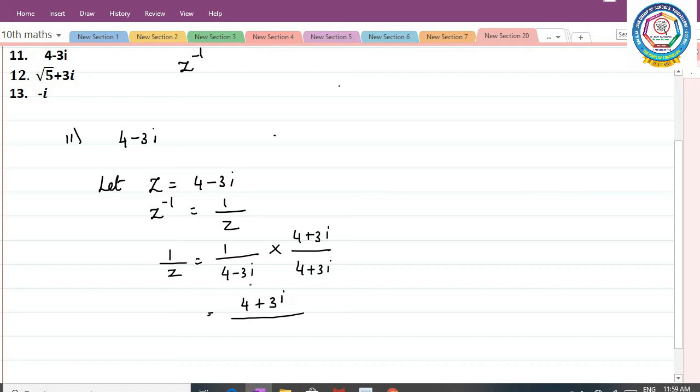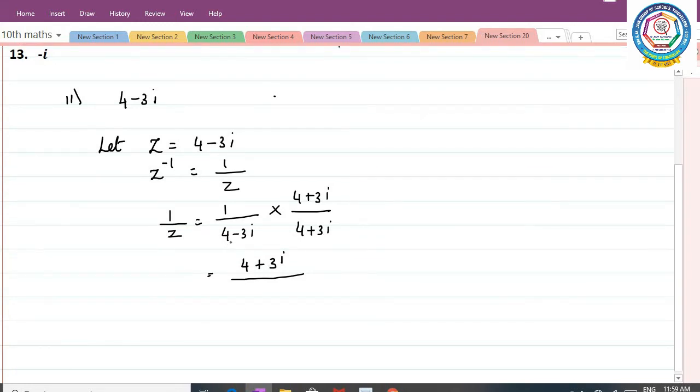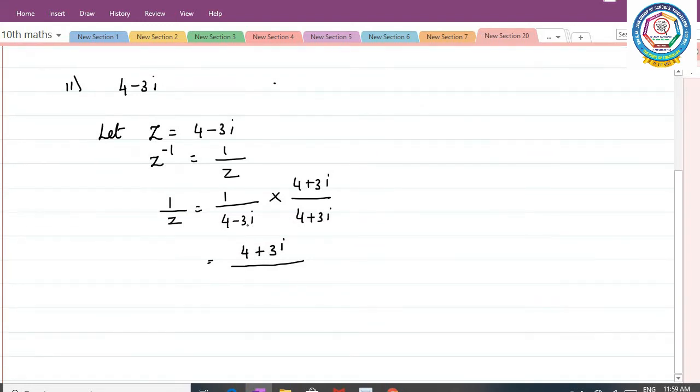But the denominator is in the form of (a plus b) into (a minus b). Instead of a, 4 is there, and instead of b, 3i is there. So (a plus b) into (a minus b) is a squared minus b squared, that formula, which is equal to 4 plus 3i by 4 squared is 16 minus 3 squared is 9.